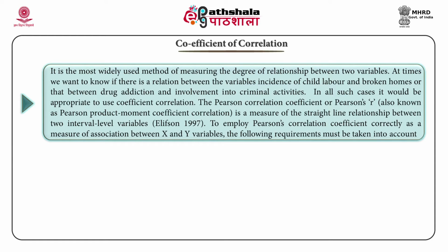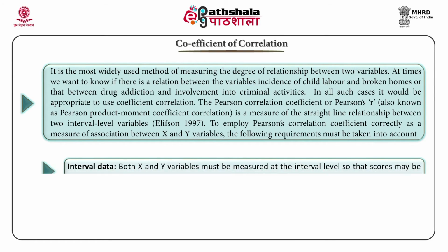The Pearson correlation coefficient, or Pearson's r, is a measure of the straight line relationship between two interval level variables. To employ Pearson's correlation coefficient correctly as a measure of association between x and y variables, the following requirements must be taken into account.